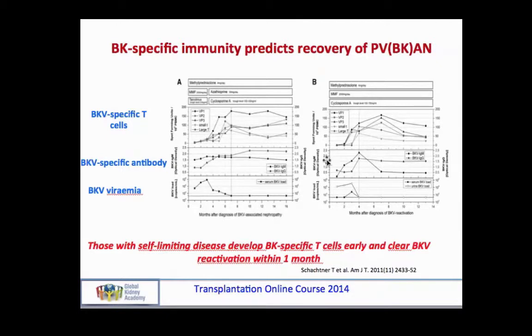Patient B, although immunosuppression is maintained, BK virus is reactivated in the blood and urine, but you get much later development of BKV-specific T cells, so these tend to occur much later. Okay.